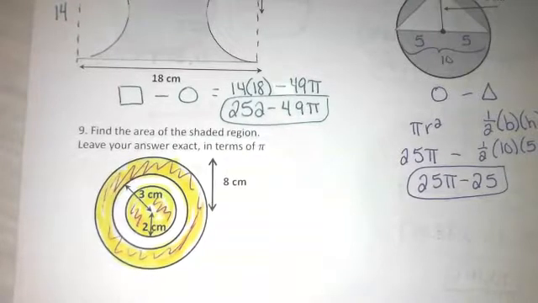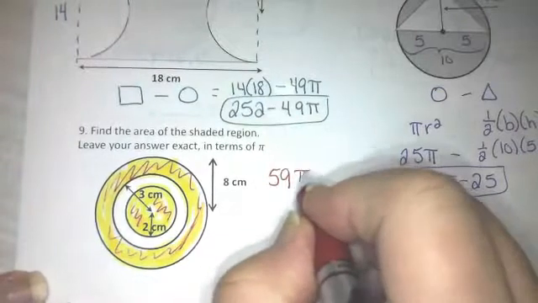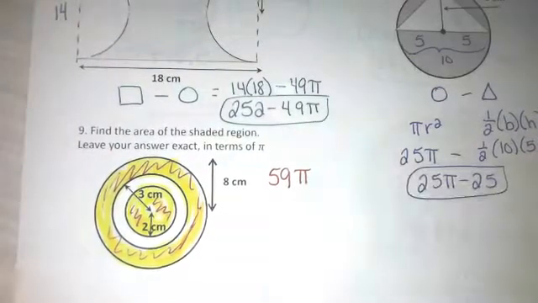All right. It's been 2 minutes. I'll let you guys go. Sophia, what did you get? She got 59 pi. Did anybody else get 59 pi? That's the right answer.